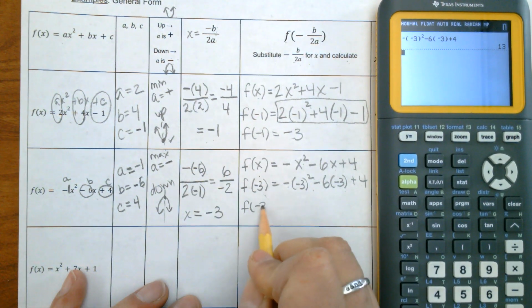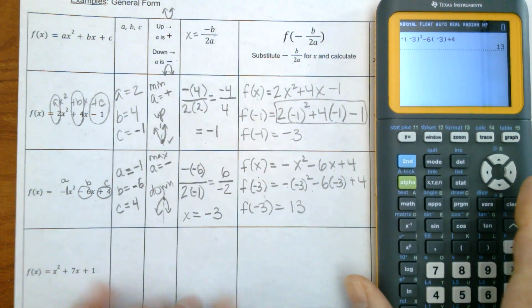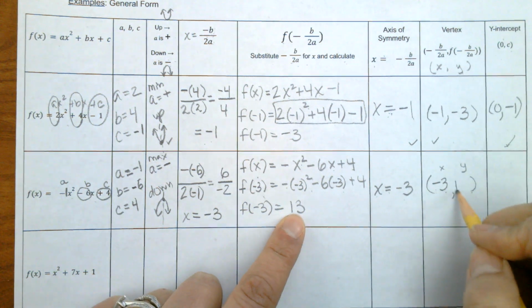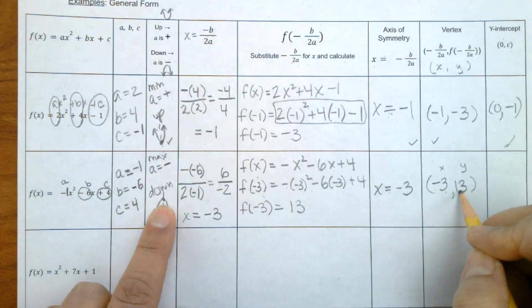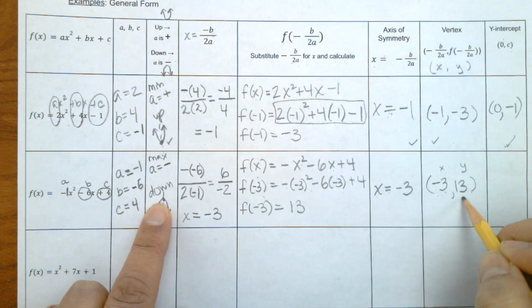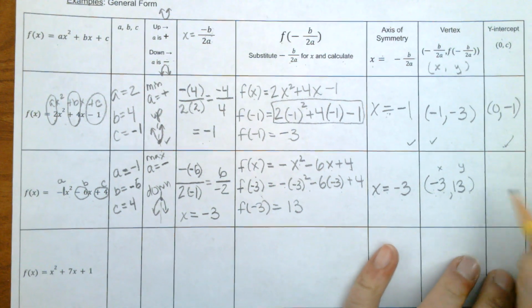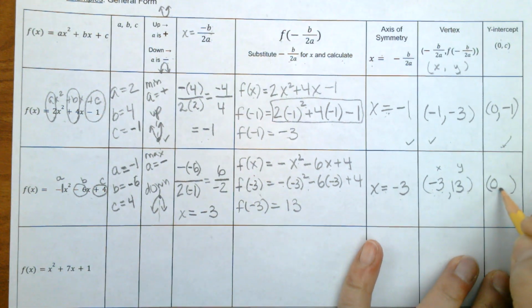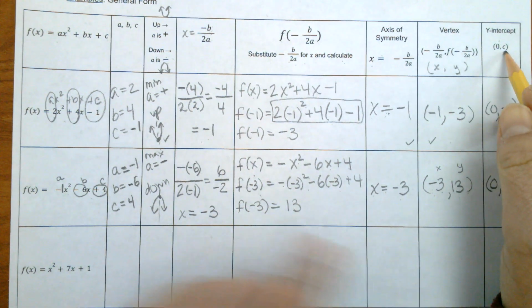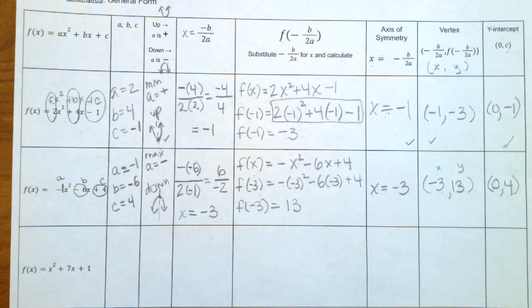So when I input the negative 3 for the x, I get the output of 13. So this is my y value of my vertex. So this maximum happens at negative 3, 13. And where does it cross my y-axis? What's my y-intercept? It happens at 0, comma, whatever my c was. My c was 4. So that's where it crosses the y-axis. If you would like to graph it, you can. I am going to go on to the last one.